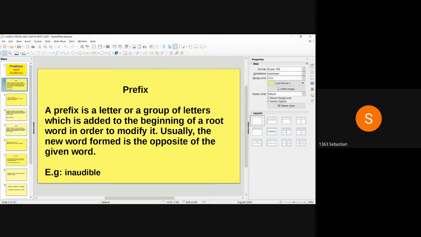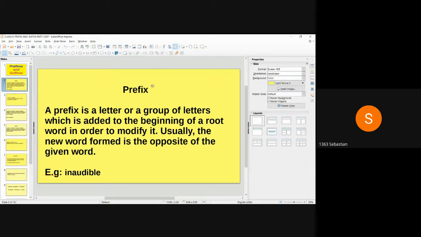So, a prefix is a letter or a group of letters which is added to the beginning of a root word. So, example, inaudible. Audible is the root word.